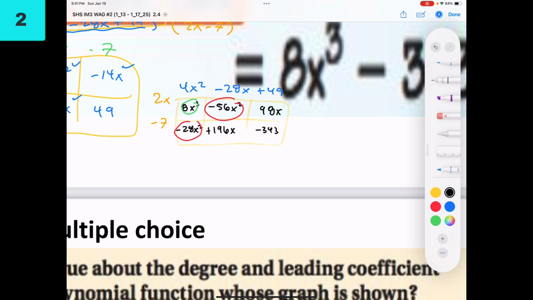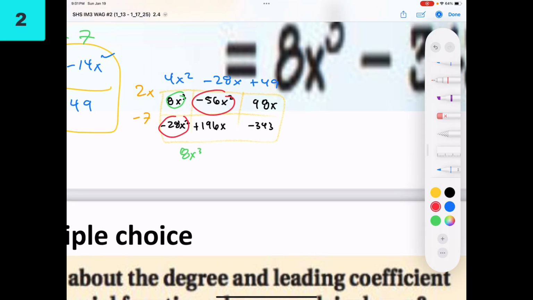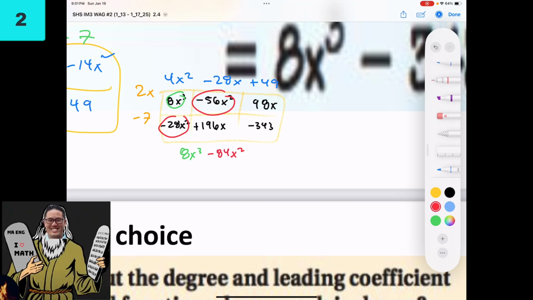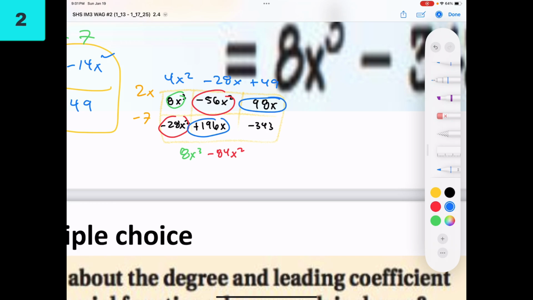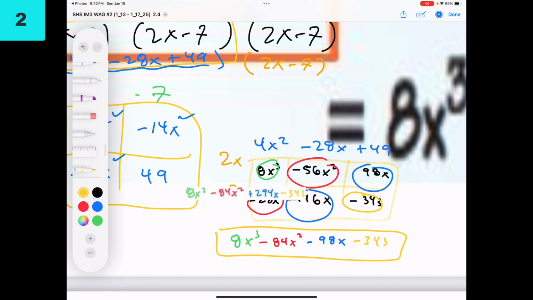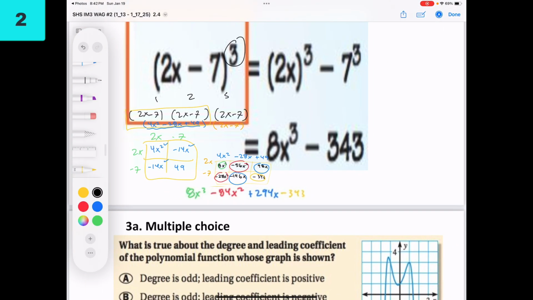So green there. Just combine like terms. Red. This will give us negative 84x squared. Add those two together and you get 294x. And then negative 343. Okay, what's the mistake the student's making?